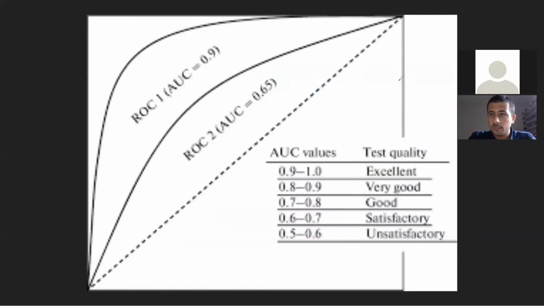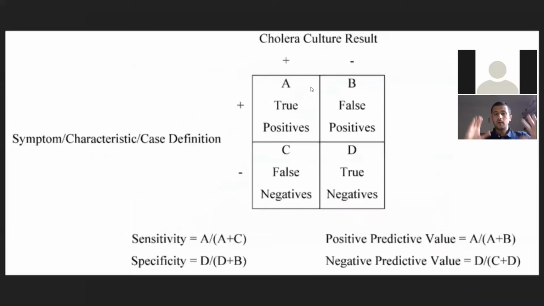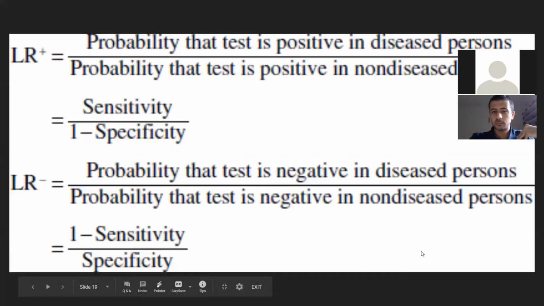Undo, close. Okay, if you agree with me, this is the test on the left, this is the disease on the top. Please unmute your mics. And we have sensitivity, we agreed about it, we agreed about specificity, positive and negative predictive value. Now we have different terms, okay?